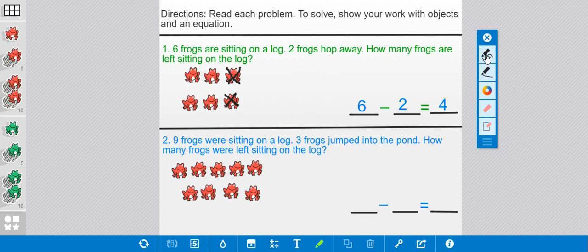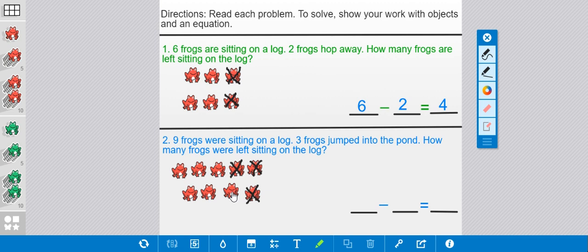Okay, so let's get our pen out. So we're going to get our drawing tool, and if yours is not up there, you can just click this little pen down here. That's your drawing tool. And 3 frogs jumped into the pond. So I'm going to put an X on the 3 frogs that jumped into the pond. 1, 2, 3. Okay, now I'm going to get rid of my pen because I don't want to draw with my pen anymore. So let's count how many frogs we still have left sitting on our log. We have 1, 2, 3, 4, 5, 6 frogs.